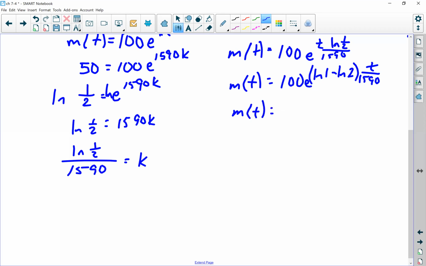So ln of 1 is 0, so we have 100 e to the negative ln of 2 times t over 1590. And maybe you're happy, now it looks negative. Now I think I'm okay. Now it seems to match what we had talked about before. Most often, this will not be written this way.